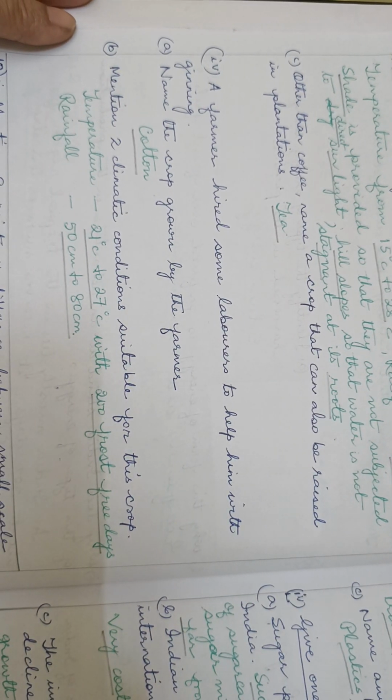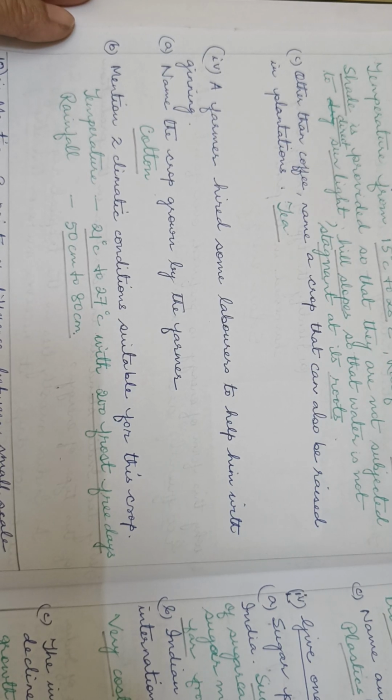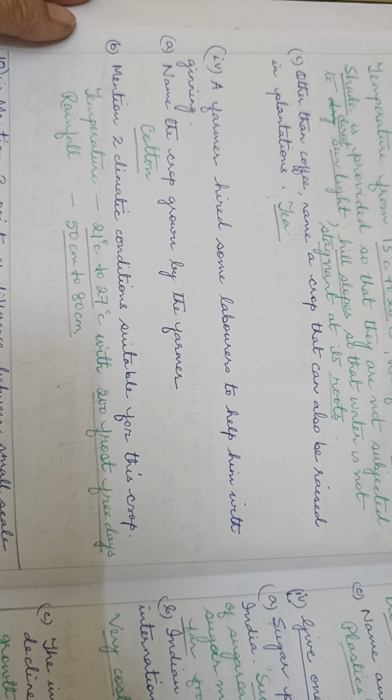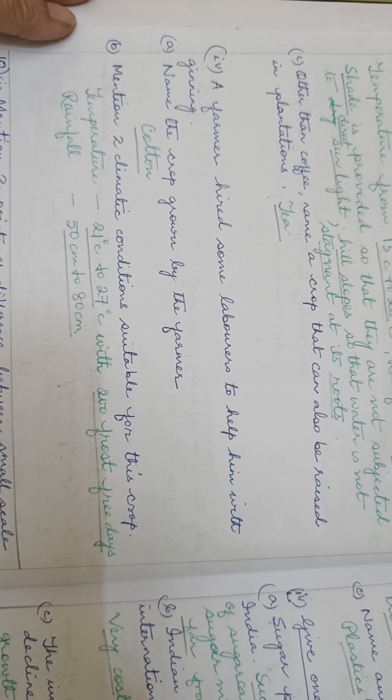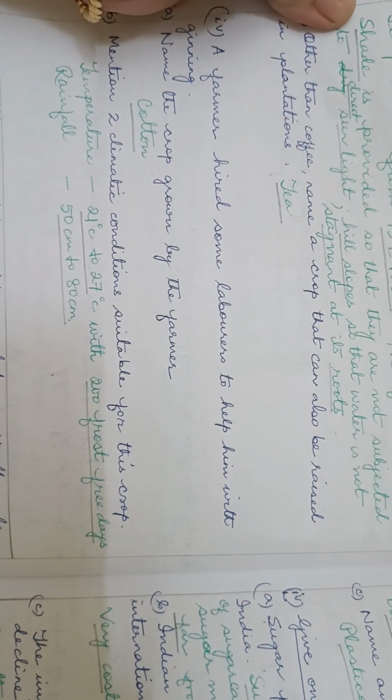Roman number 4, the crop for which the farmer has hired some laborers to help him with ginning is cotton. And the next question, the two climatic conditions suitable for this crop. Temperature 21 to 27 degrees Celsius with 200 frost-free days and rainfall 50 to 80 centimeters.